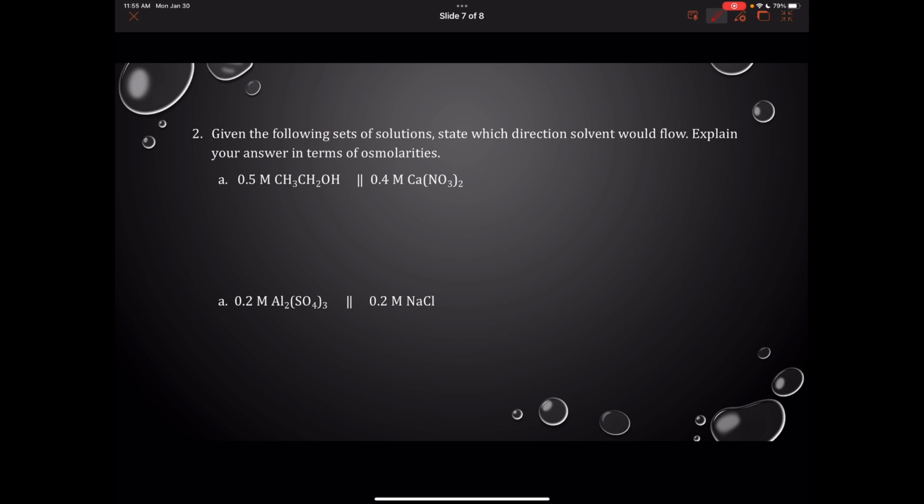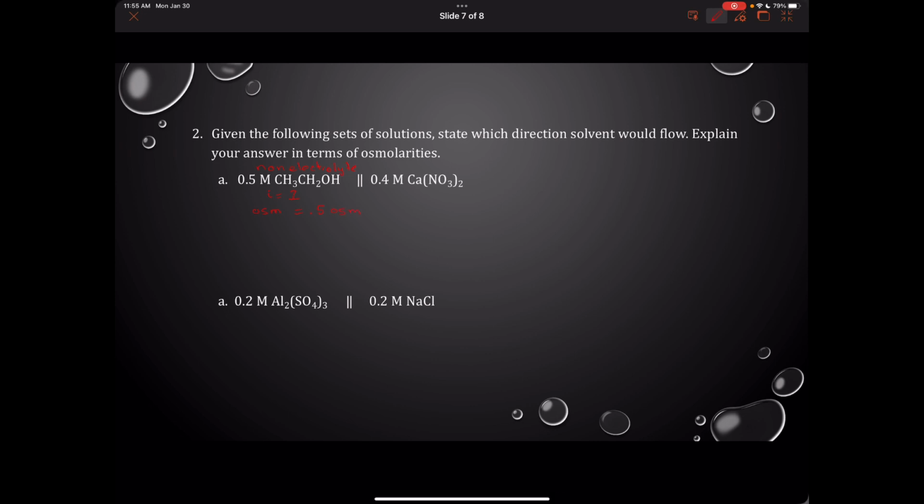And we've got to figure out our osmolarities. So CH3CH2OH, all nonmetals. It's a molecular compound. It's a non-electrolyte. Its i value would be 1, and therefore its osmolarity is the same as its molarity. It's going to be 0.5.